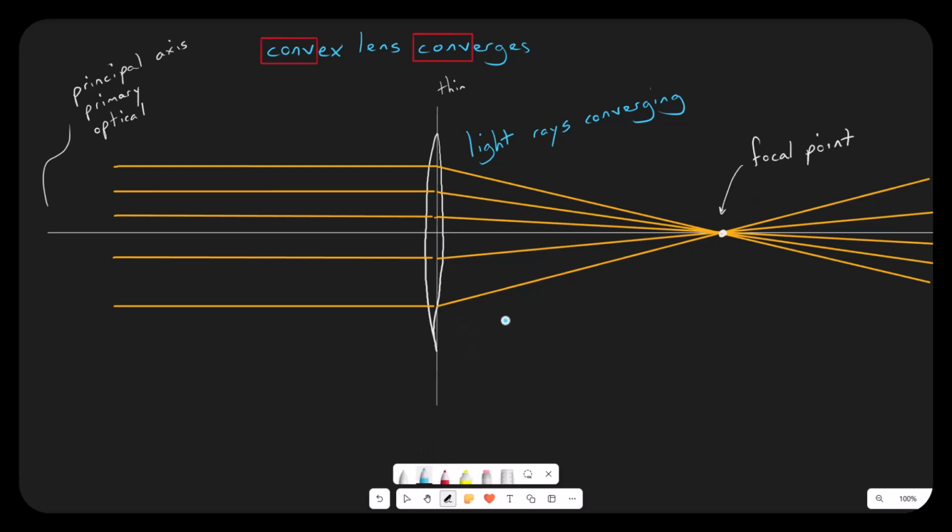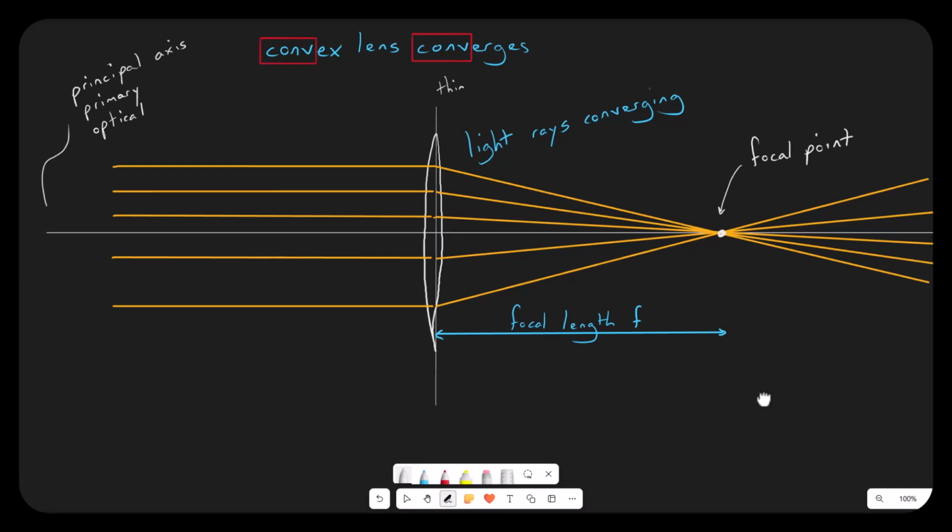I said I've got a focal point over here. The distance from my lens to that focal point is called a focal length. And it gets the letter F. One last piece.